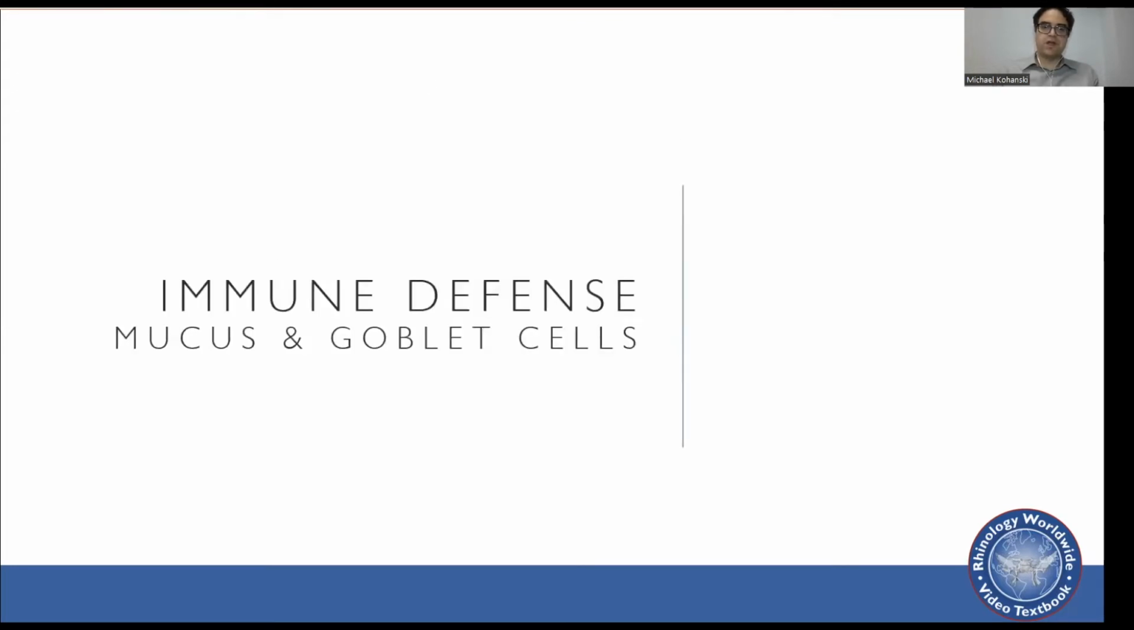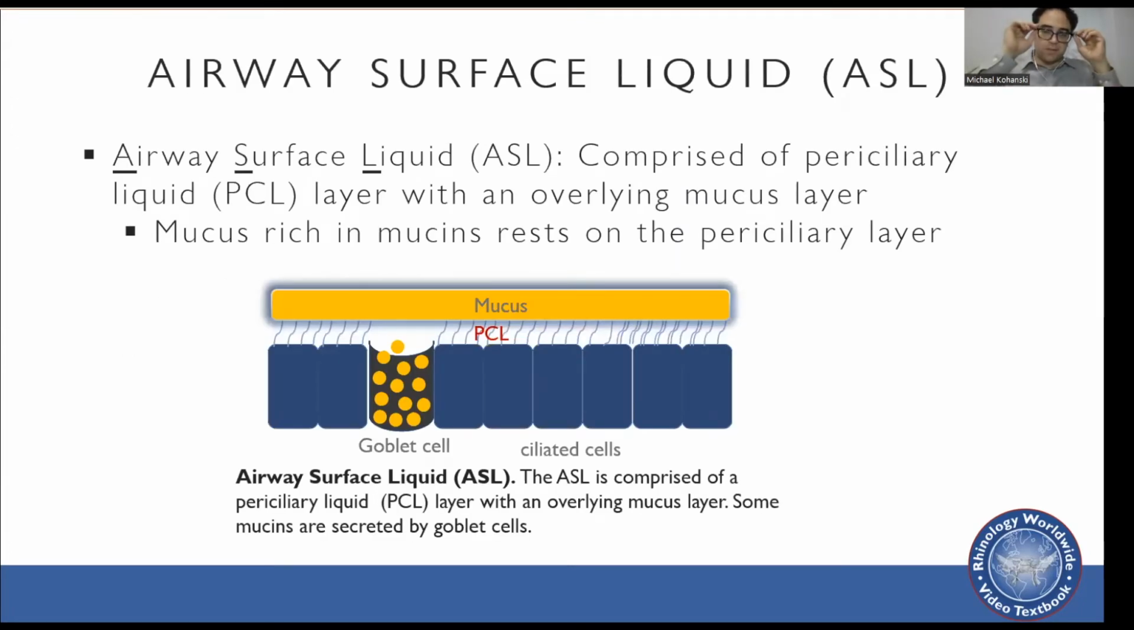So now we'll move on to discuss immune defense, and specifically focus in to start on mucus and goblet cells. To start this discussion, we'll start with a definition of what we're looking at. The first thing is to define the airway surface liquid. As you see in this picture, the airway surface liquid is comprised of a periciliary liquid layer, a PCL layer, which is a very small layer of liquid that is overlying the epithelium. Above that periciliary layer is a mucus layer that sits on top of the PCL.